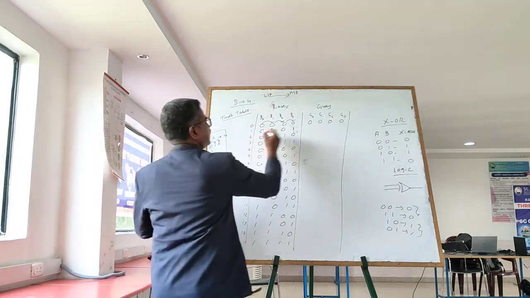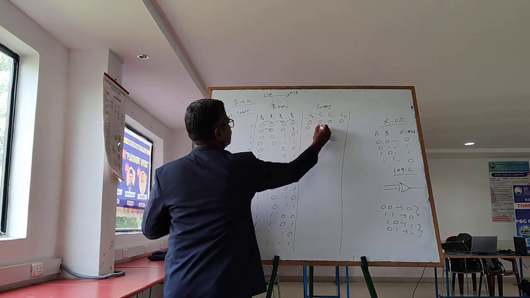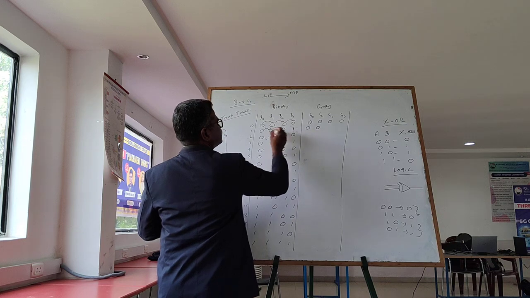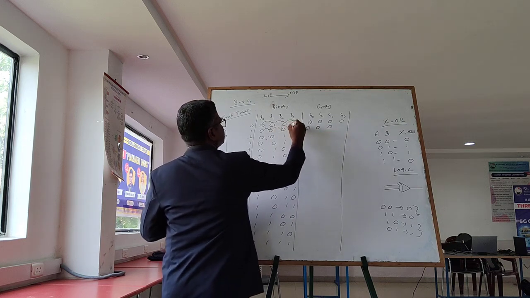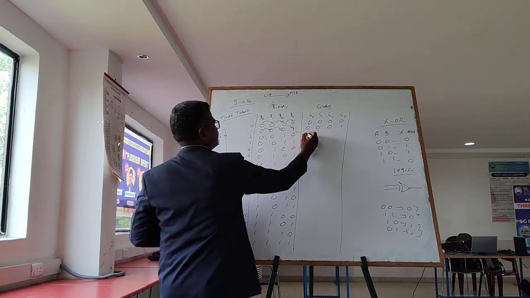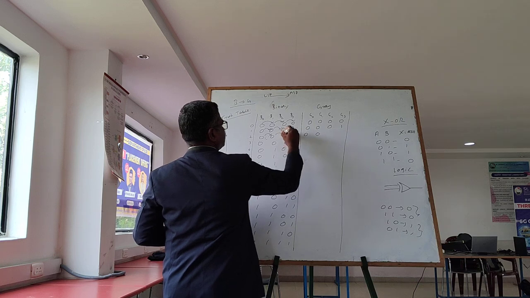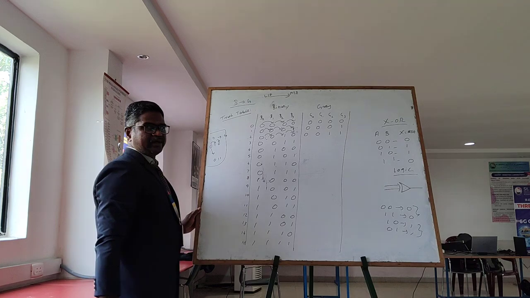So second one, first bit 0. Compare these two, same, 0. Compare these two bits, same, 0. Compare these two, different, 1. Right? Next, second step, 0. Compare, same, 0. Compare, different, 1. Compare, different, 1. Got it?